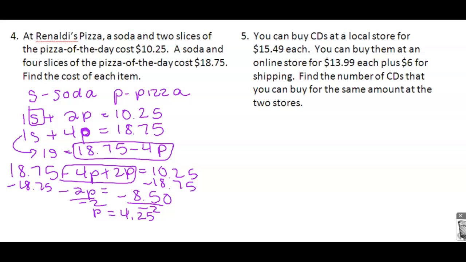And then you could find the cost of a soda by plugging that back in. So 1 soda plus 2 slices of pizza equals $10.25. Subtract $8.50 from your $10.25. And a soda is equal to $1.75. And again, we're talking about money, so we put our dollar signs.